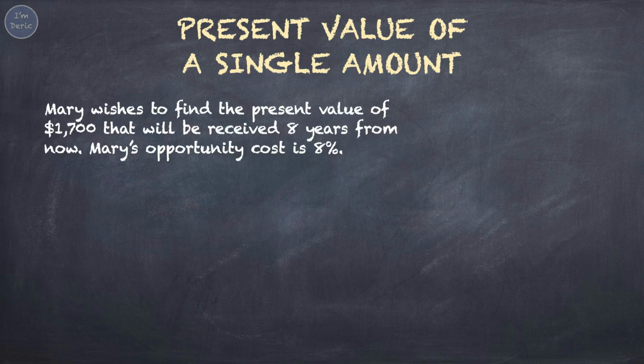Mary wishes to find the present value of $1,700 that will be received 8 years from now. Mary's opportunity cost is 8%. This question means, after 8 years, Mary will receive $1,700. That means, $1,700 is FV. What you need to calculate is PV.